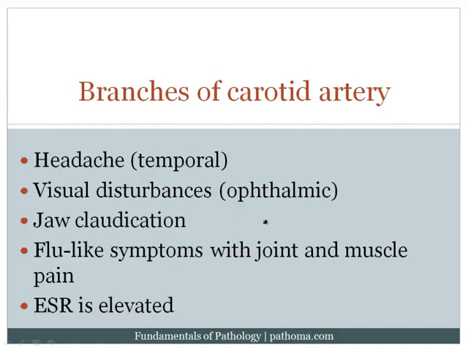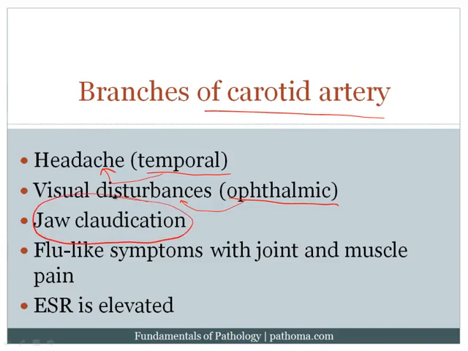Now, the classic location of this vasculitis is branches of the carotid artery. Now, these are the large branches of the carotid artery, for example, the temporal artery, which would lead to headache, the ophthalmic artery, which would lead to visual disturbances. We can also have involvement of the arteries that feed the jaw, in particular the muscles of the jaw, giving us jaw claudication. So these are some of the classic findings in a patient with temporal giant cell arteritis. And of course, the most classic is the temporal artery involvement, and hence the term temporal arteritis.